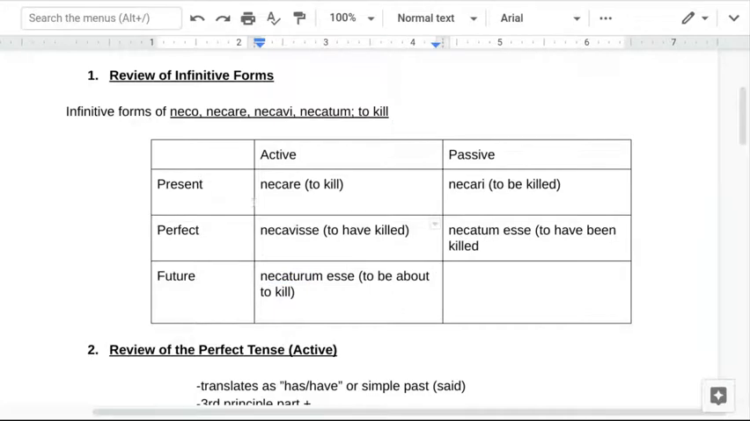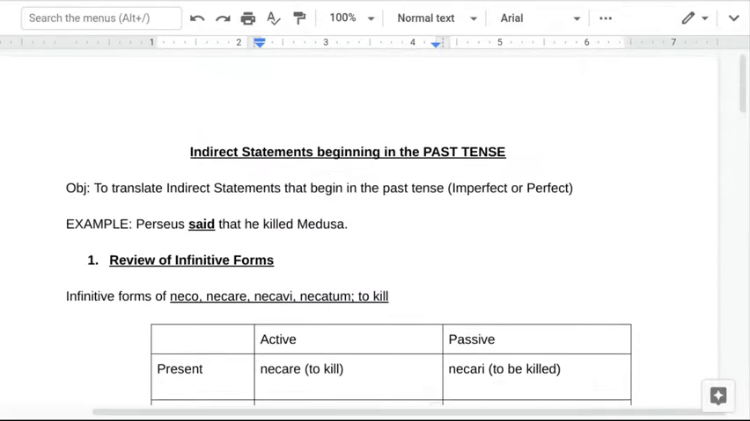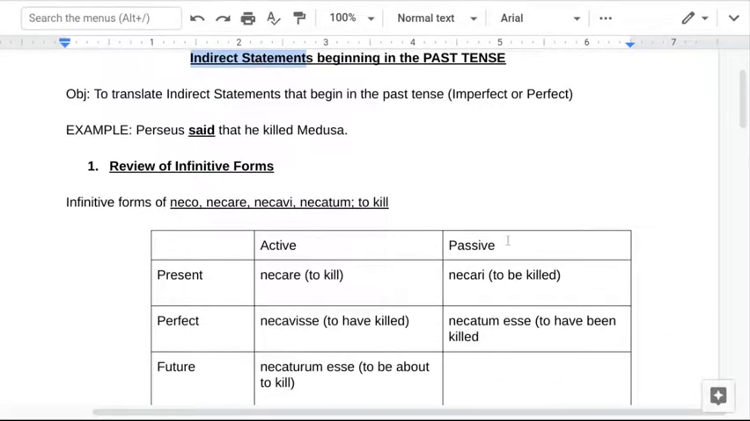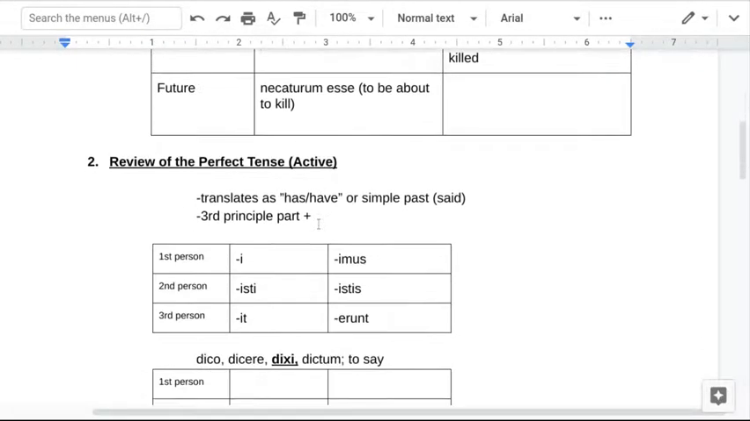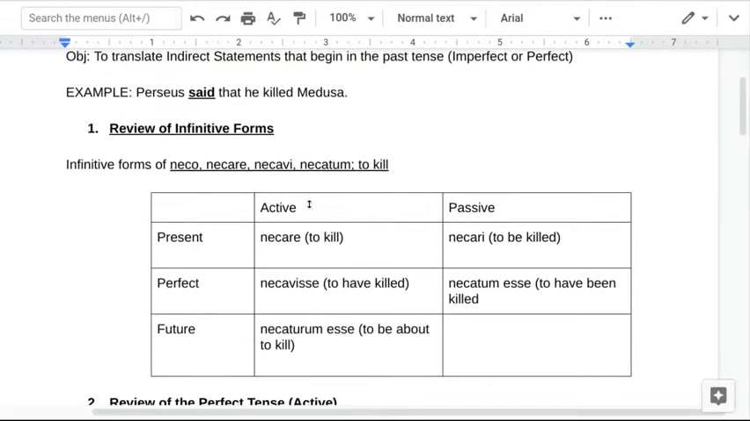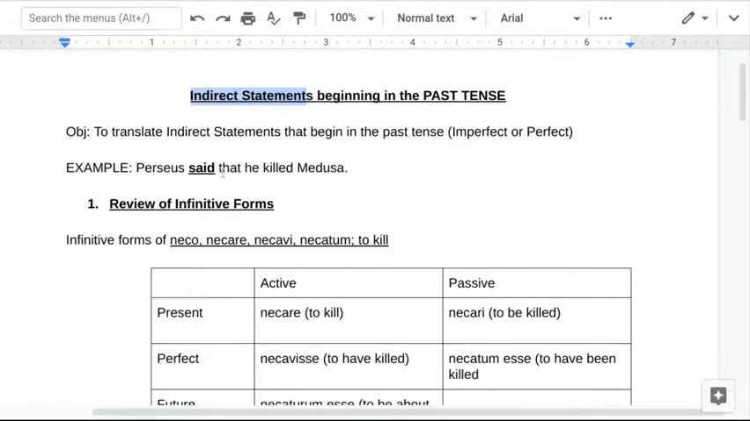Now we know these are the infinitive forms of to kill, but in an indirect statement, they just translate to their tense and their voice. So they just translate like a present tense verb or a present passive verb or whatever. All right, so we're going to work with sentences that start in the past, like Perseus said.